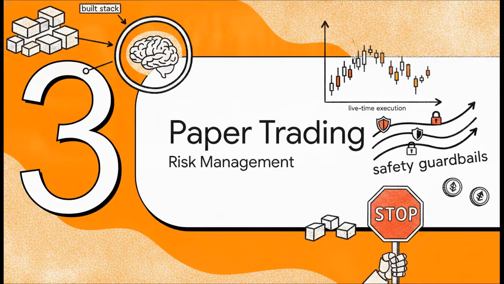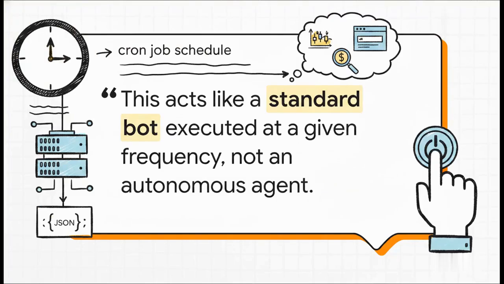Section 3. Paper trading and risk. This quote from the Robot Traders channel perfectly captures the reality here. Look, this is not some fully autonomous agent that just runs wild in an infinite loop. It's a trading assistant that operates on a scheduled cron job. When it wakes up, it gathers data, analyzes it, and spits out its JSON outlook. The execution frequency is still very much controlled by human strategy.